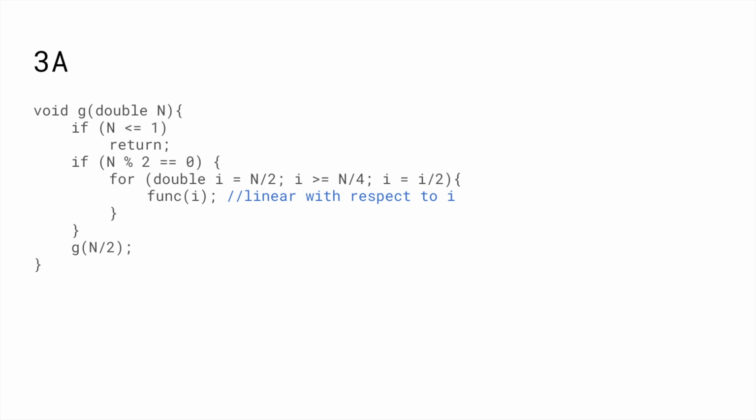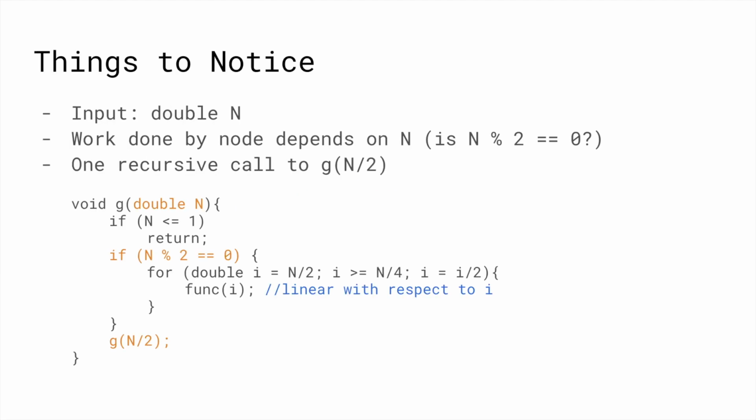Cool, so now let's get into 3a. With 3a, it's super important to see that we're taking in a double, and this is probably pretty different from most methods you've seen because usually they take in integers, and this is going to be really important for our runtime analysis.